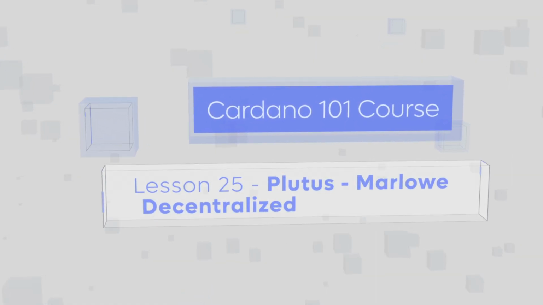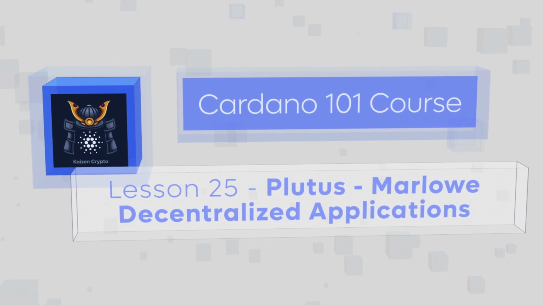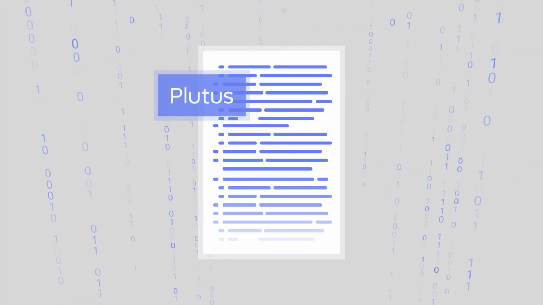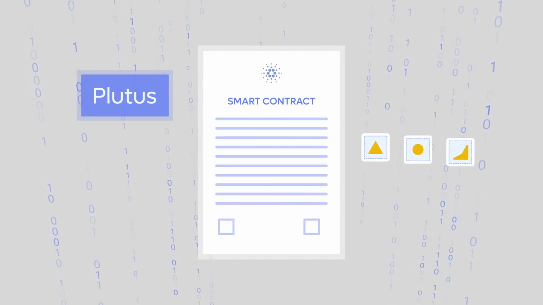Cardano uses a functional programming language based on Haskell to ensure deterministic outputs of code written on the blockchain. In this lesson, we'll learn more about Plutus and Marlowe and how developers are getting on with building decentralized applications. Plutus is one of the most important components of Cardano that enables the creation of smart contracts and decentralized applications.